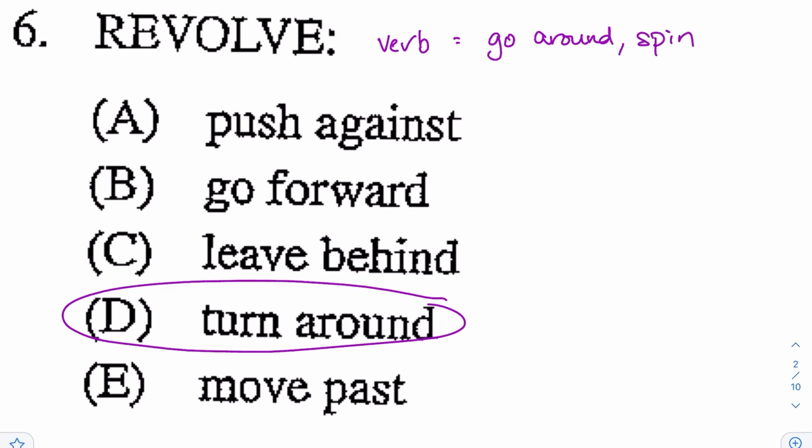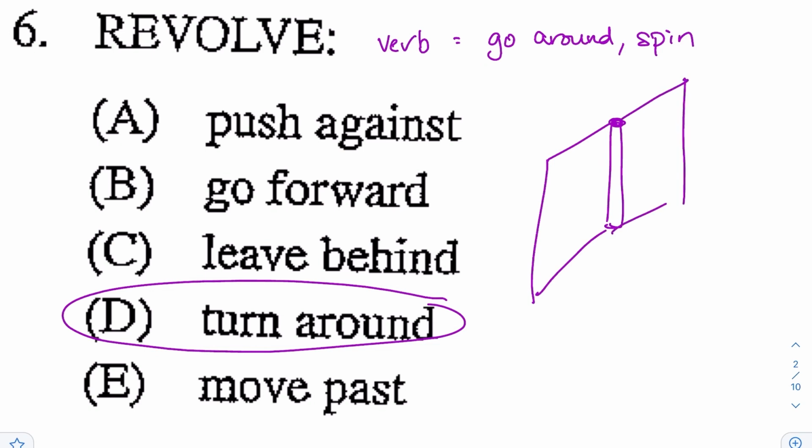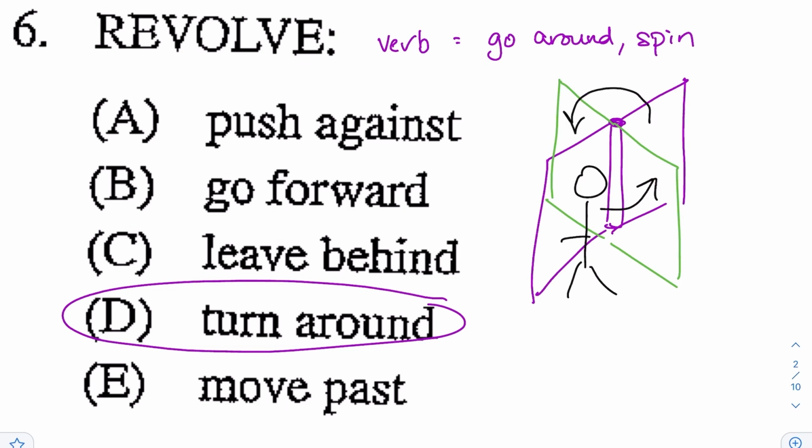So when you have a revolving door, it's one where there's multiple panels. And it kind of spins when you're entering. So you would stay here and you would push this way, and then that'll cause everything else to turn. So in a revolving door, it just spins around.